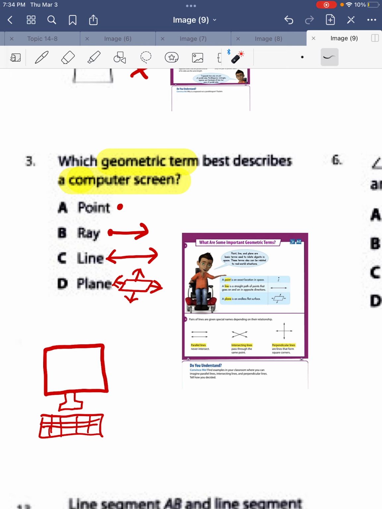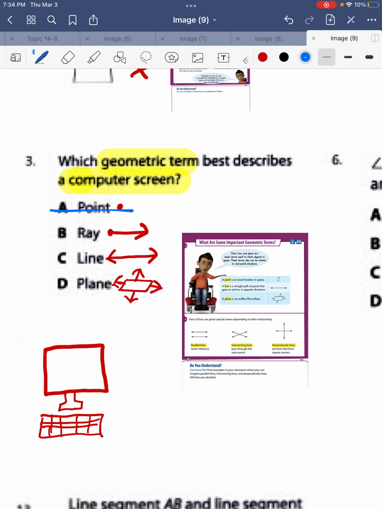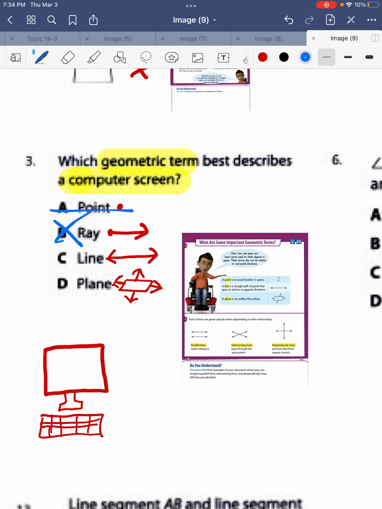So definitely, I'm going to take off my silly answers. It cannot be a point, okay? It cannot. Like, a little dot does not look like a computer. It doesn't. So it can't be A, okay? A ray, this arrow here, this endpoint with an arrow, this does not look like a computer screen, okay? For C, I have a line. This arrow here does not look like a computer screen, okay?